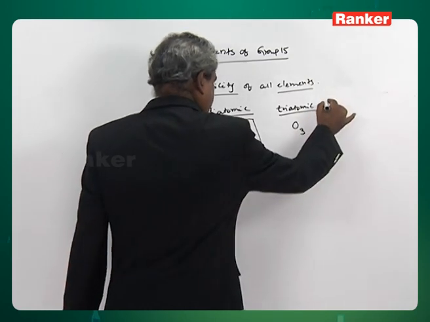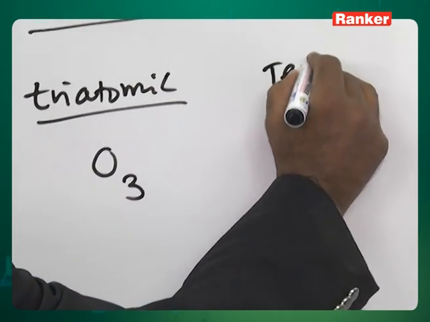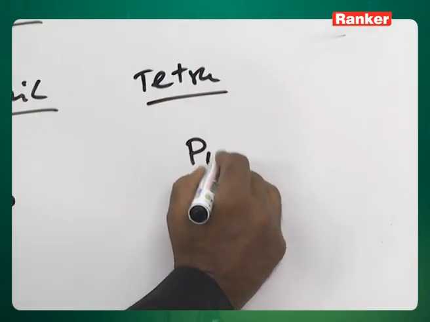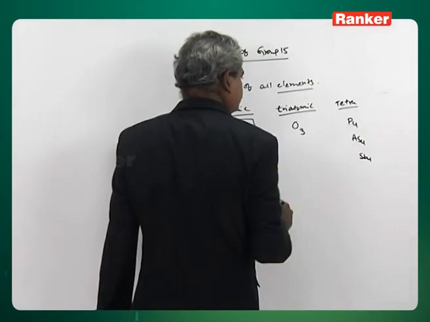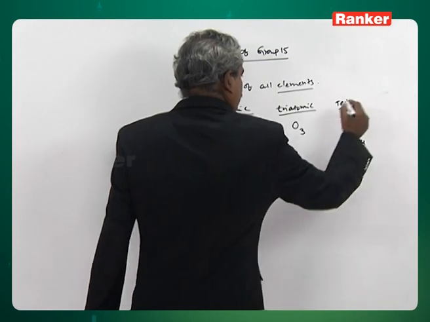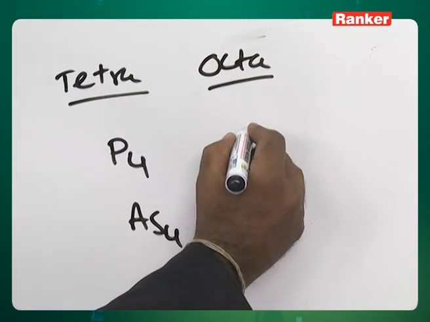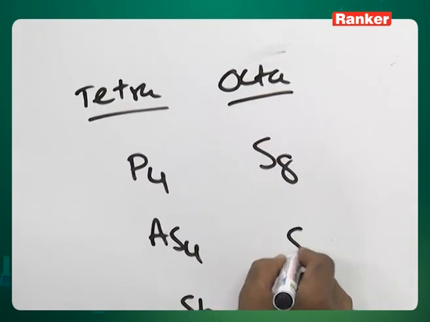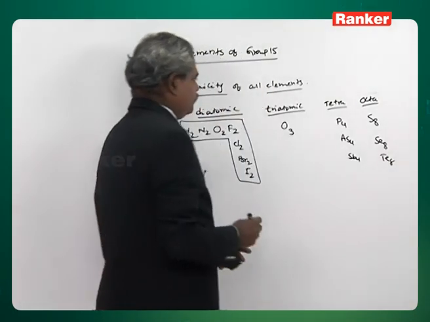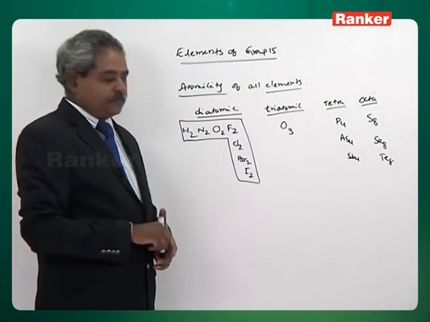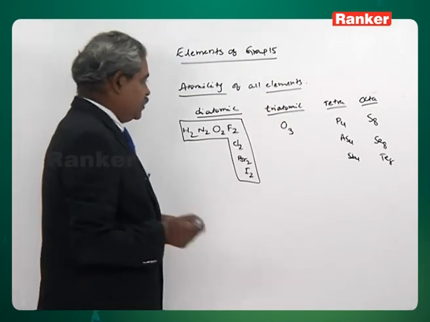Then very few are tetraatomic. P4, As4, Sb4. Octatomic. S8, Se8, Te8. Octoatomic. All others are monoatomic.